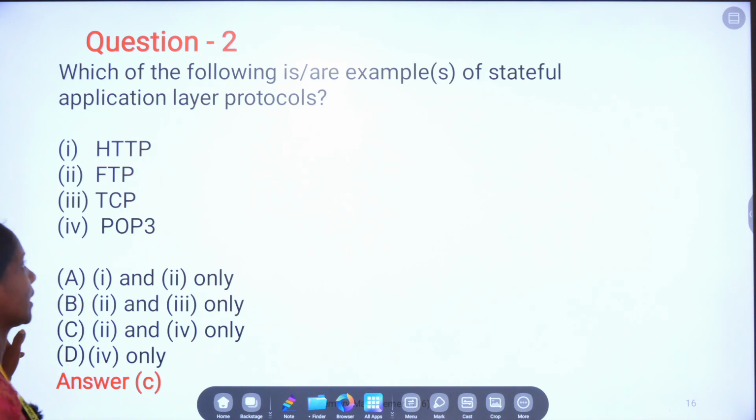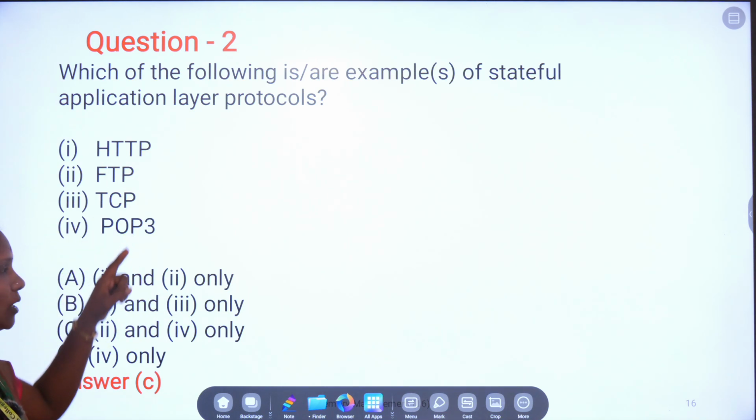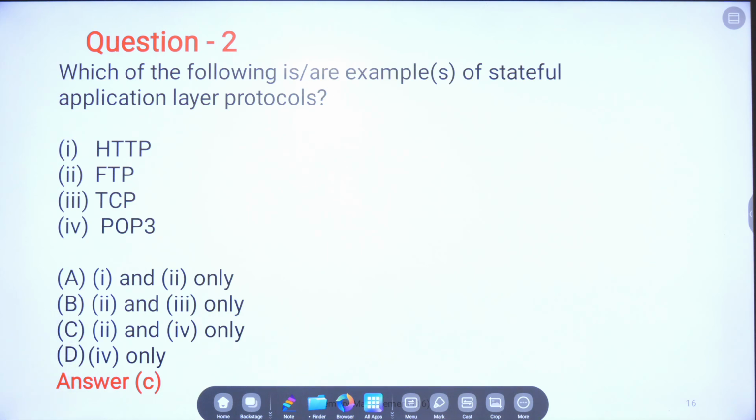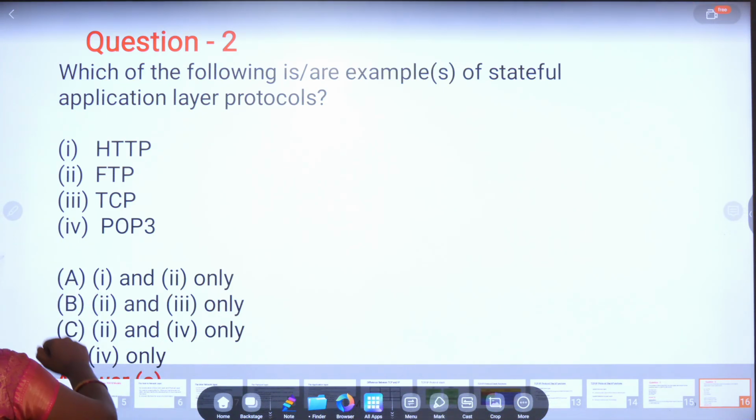And go to the second question. The second question is: which of the following are examples of stateful application layer protocols? We have four answers: HTTP, FTP, TCP, and POP3. So the correct answer is C. What does C mean? The second one and the fourth one. So the second is FTP and the fourth one is POP3.